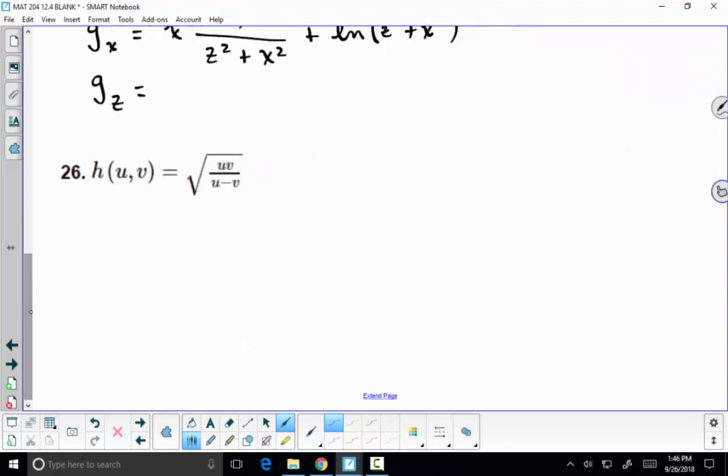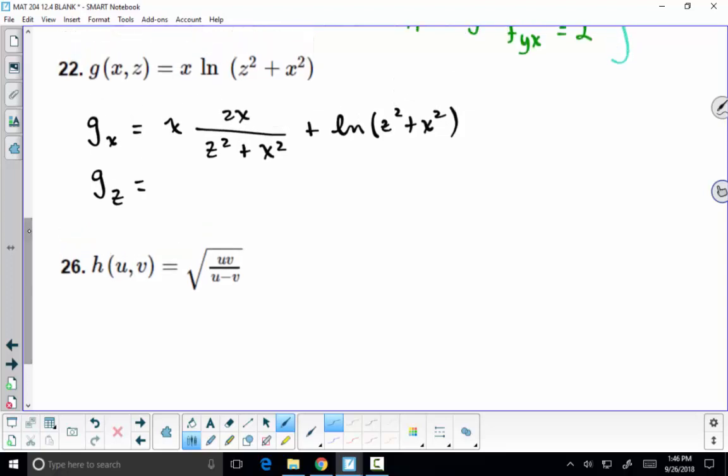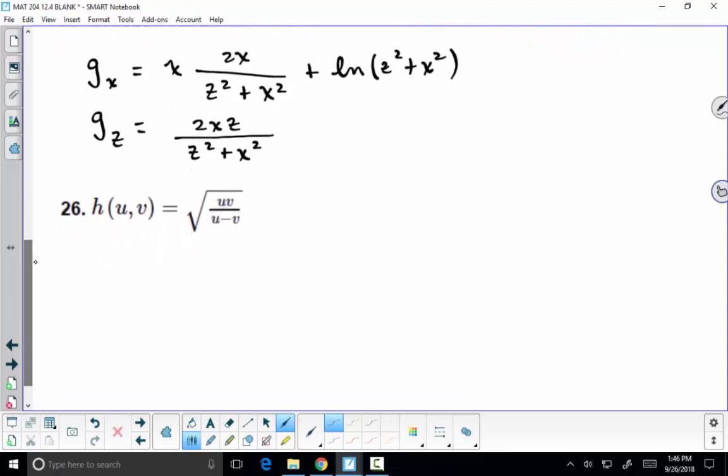So 2x squared, and then partial with respect to z, the x is just constant, so that's just going to come along for the ride. So when we partial this with respect to z, we get 1 over the inside times the partial of the inside with respect to z. So we're going to get 2xz. Get it? Any mystery on any of the letters here? Are we good?